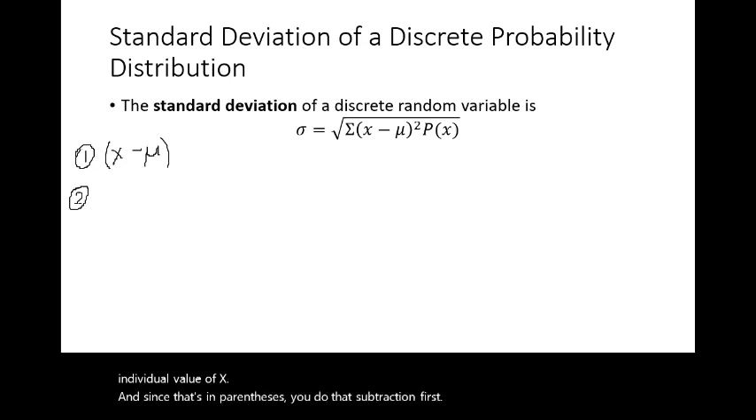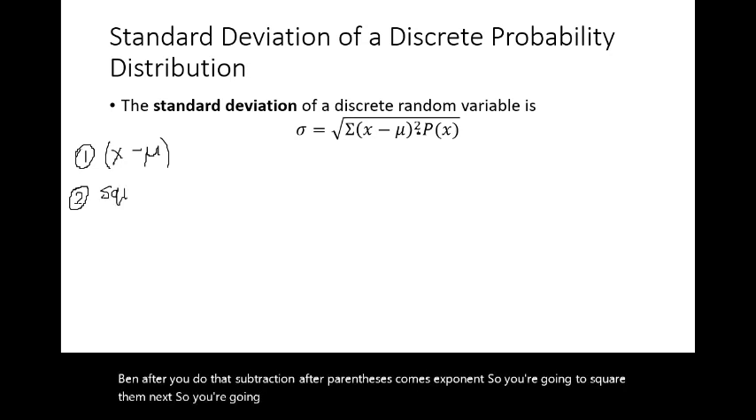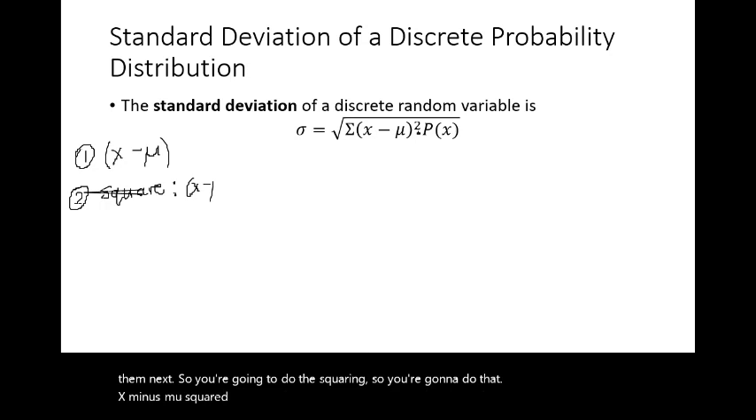Then, after you do that subtraction, after parentheses comes exponents. So you're going to square them next. So you're going to do that x minus mu squared. So each of those differences, you're going to then square them all. Please use parentheses.